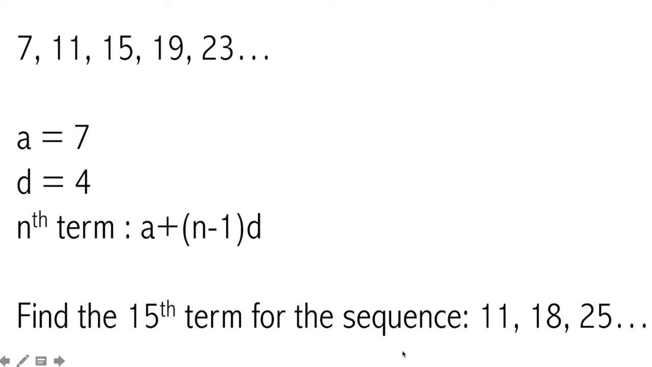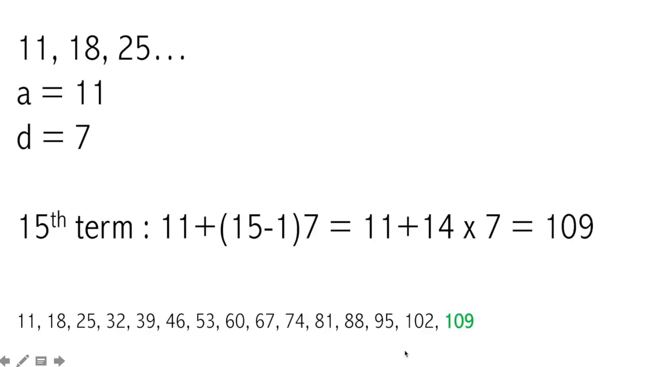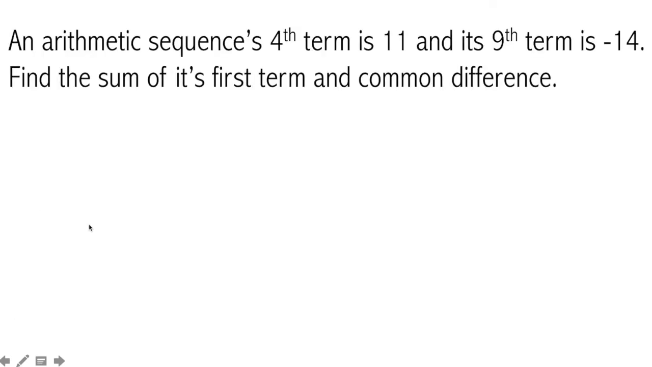So if we had to find the 15th term for this sequence, 11, 18, 25, we first find A, which is 11, the first term. We find D, which is 7. And the 15th term will be A plus (n minus 1) times D, where n is 15 here: 11 plus 14 times 7, that is 109. And if we start writing down the numbers in order, we'll see that the 15th term is 109, just as the formula gives us.